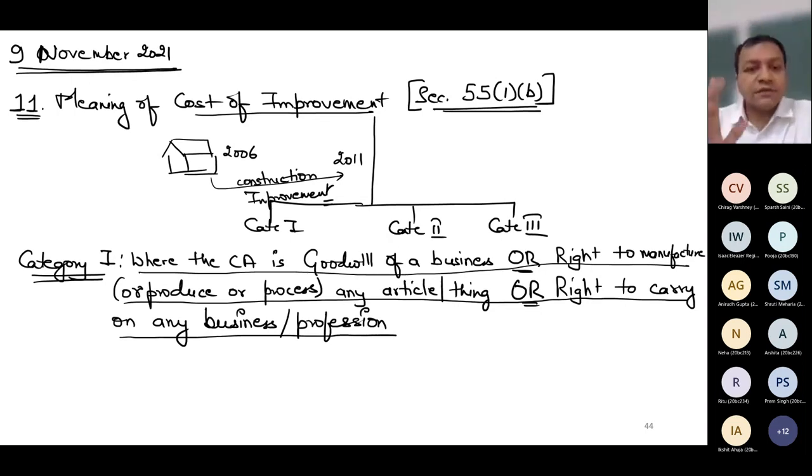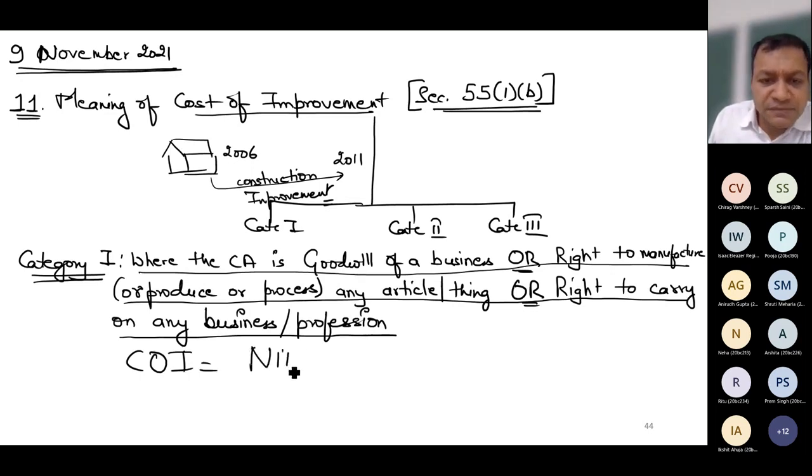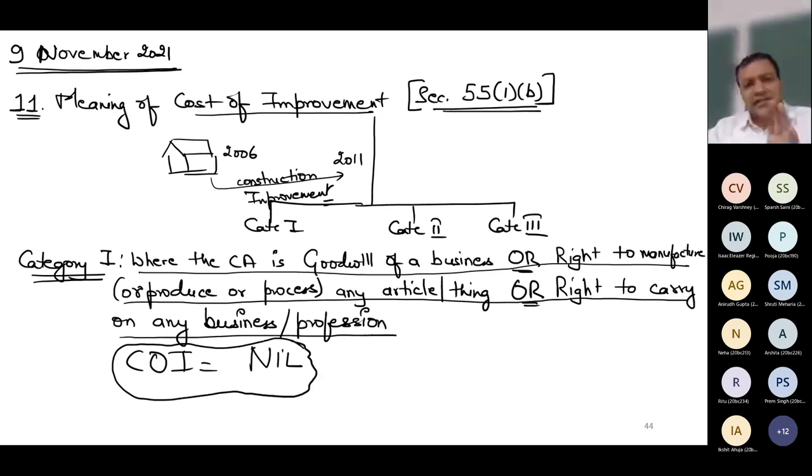So category 1 is where the capital asset is goodwill of a business or right to manufacture or produce or process any article or thing, or right to carry on any business or profession. In these cases, your cost of improvement must be taken as nil. It is specifically written, you have to take your improvement cost as nil. In these cases, the Act clearly says that you cannot have cost of improvement. It is nil by default.